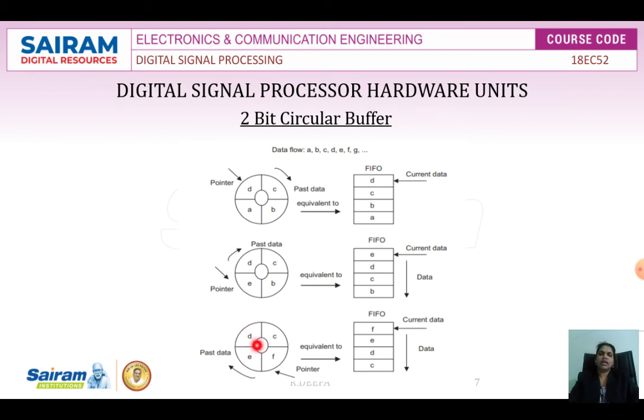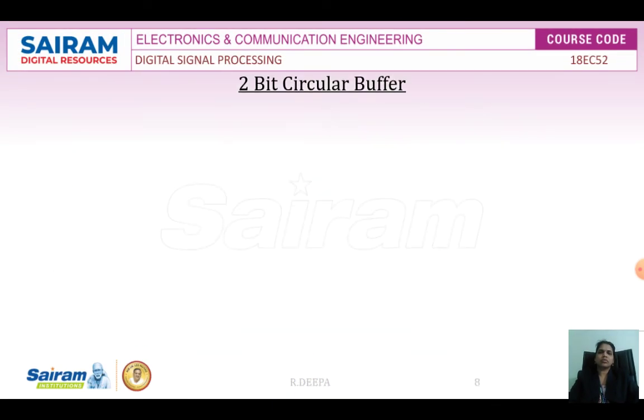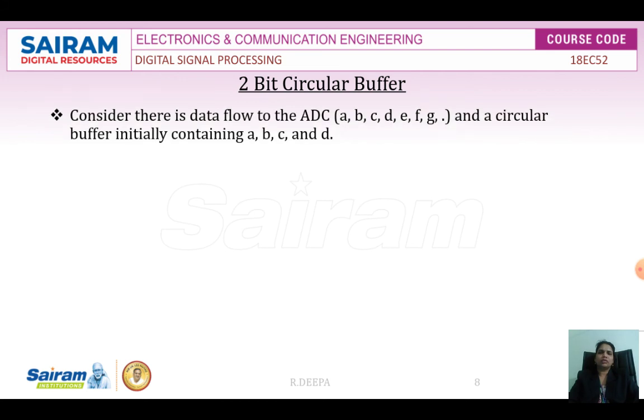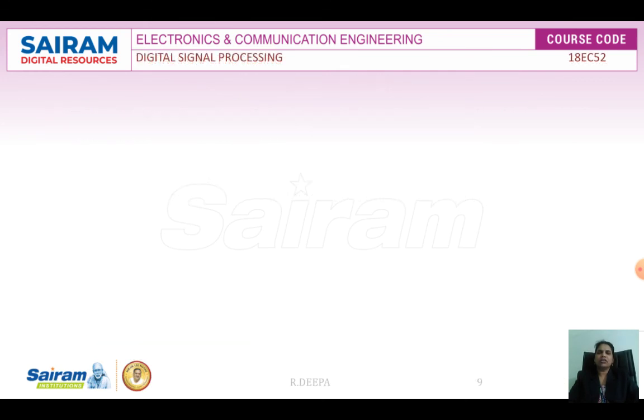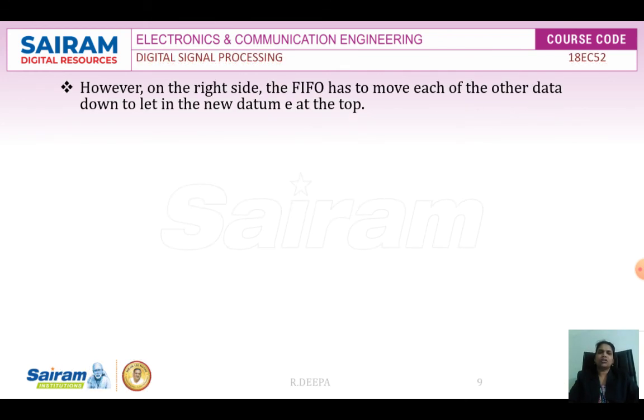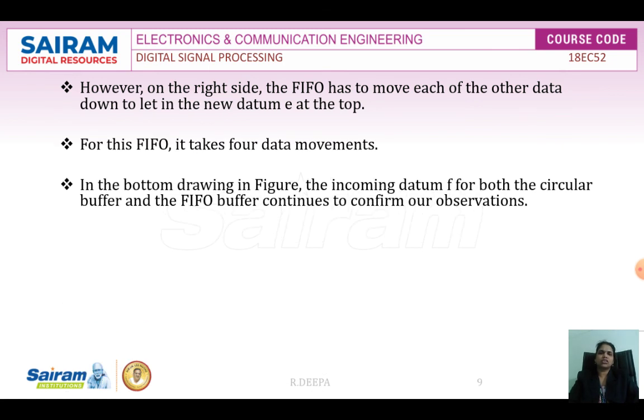Similarly, if another new data F is entered inside the circular buffer, this becomes the current data and the past data will be E. In the equivalent buffer, it will be saved as F, E, D and C. This 2-bit circular buffer that I have explained is given in the form of points here. In this way we make use of the circular buffer to move the data, and the equivalent first in first out buffer is also shown on the other side.